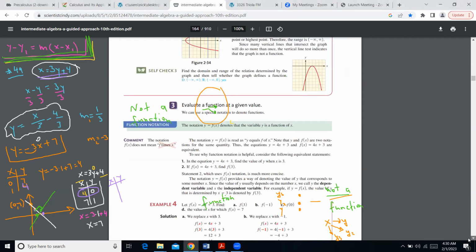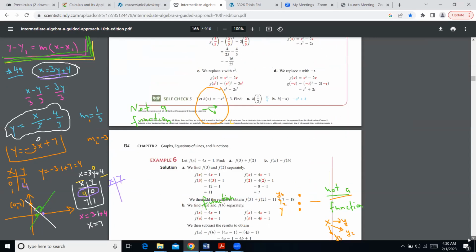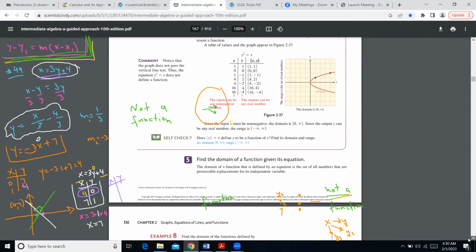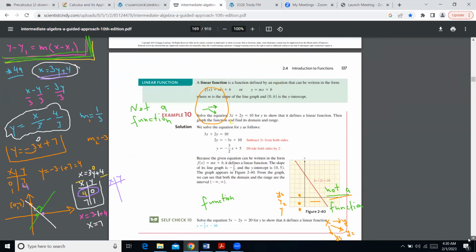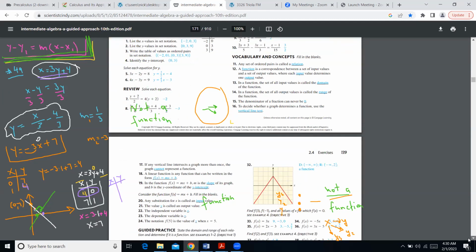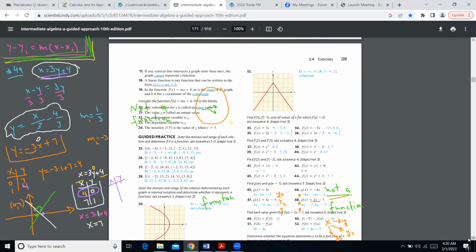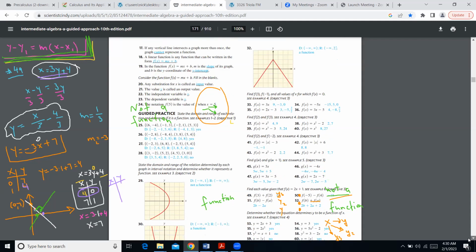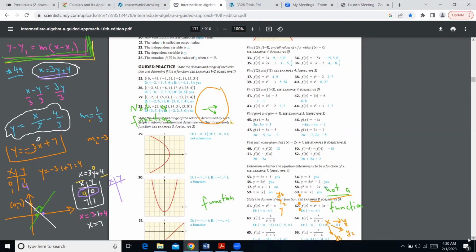So let me go to the exercises in this section and do some problems. Looks like today I'm not going to give you a quiz, and that's not a problem. I'll just do a couple of problems for you so you can see the ideas of being a function or not being a function. I'm on page 171, and there I can try exercise number 29.